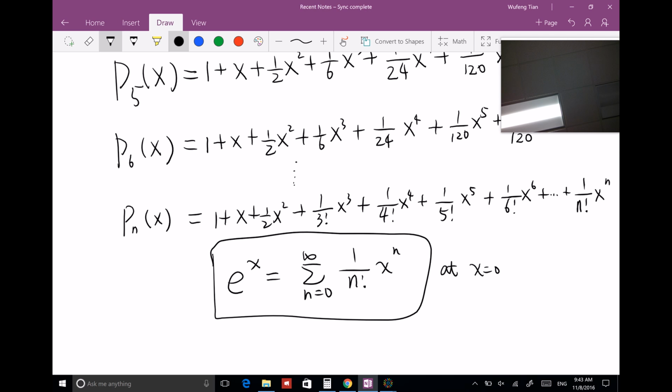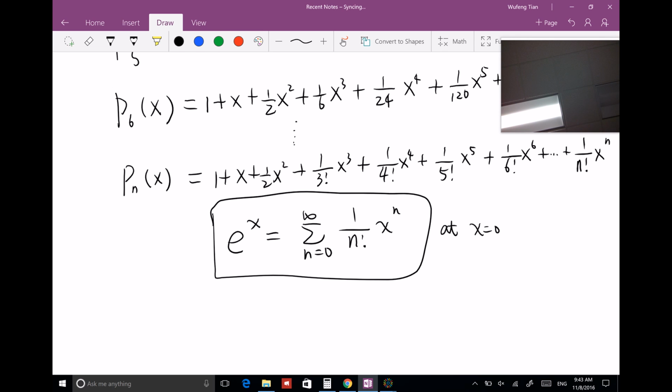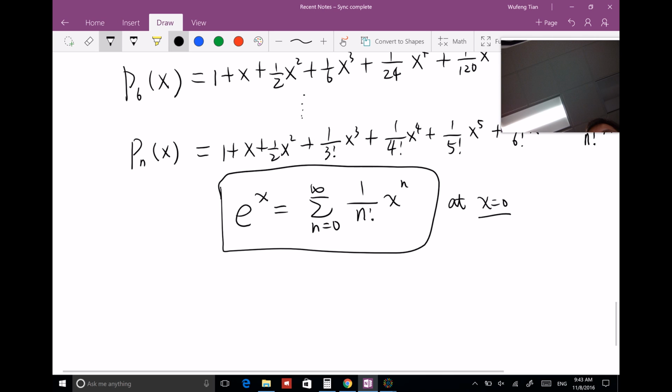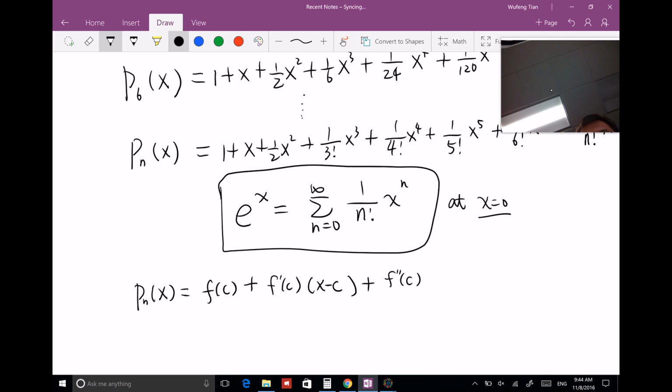Okay, so this is a complete example for e to the x. Let's look at what we normally have for any function. If it's not at x equals 0 but at another point, for example at c, we're going to have P_n(x) equals f(c) plus f prime of c times (x minus c) plus f second derivative of c times (x minus c) squared over 2 factorial plus ... plus f^(n) at c over n factorial times (x minus c) to the power n.